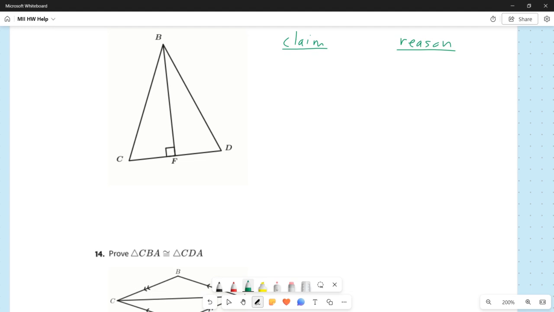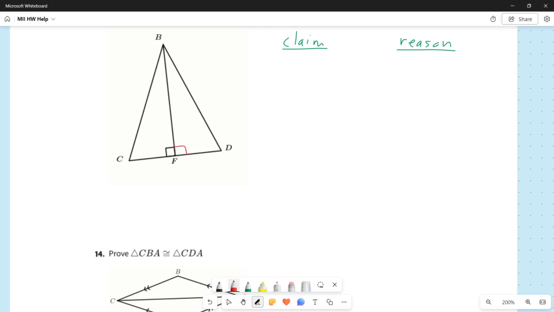So, like I said, we are given that BF is perpendicular to CD. Also, notice that in this picture, they've actually already gone ahead and included our right angle there, because if BF is perpendicular to CD, then it is going to form a right angle. I'll go ahead and put a right angle there as well, right? So both of them are right angles.